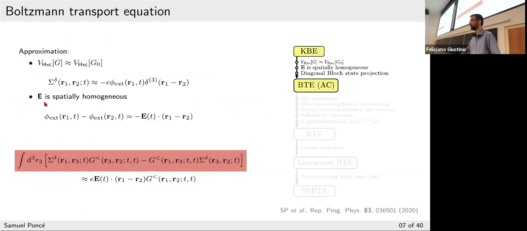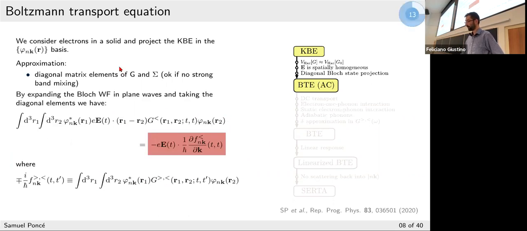And if you assume that the external electric field is spatially homogeneous, and this is a very reasonable approximation, because in many experiments you will apply a big external electric field, and so it will be spatially homogeneous, then you can express this difference in terms of the external electric field and the position. And if you do that, then this term reduces to E, the position difference, and then this lesser Green's function.